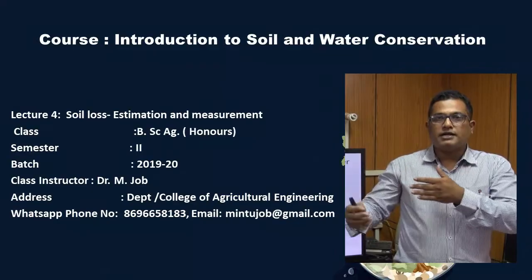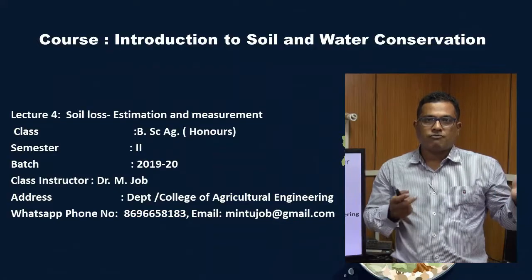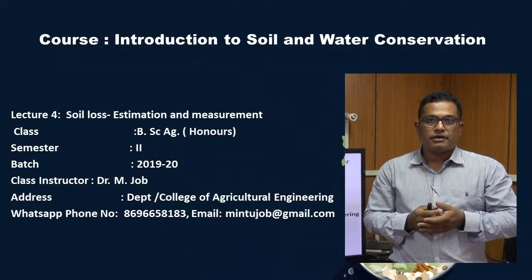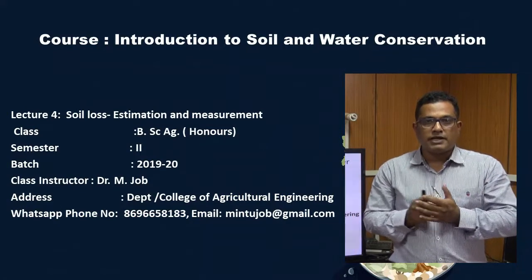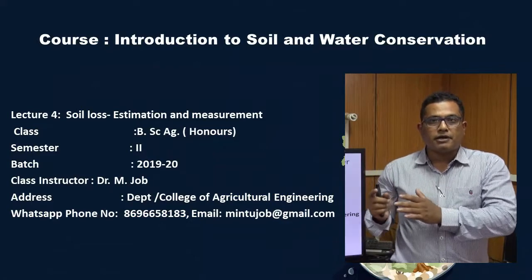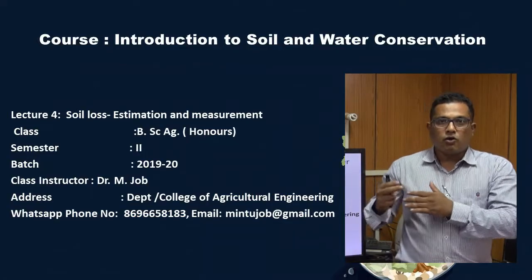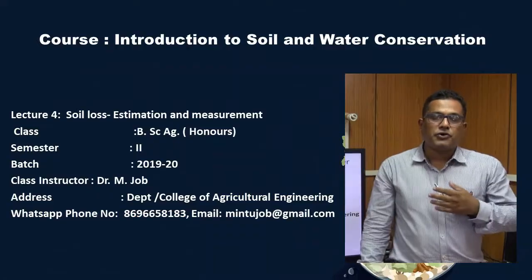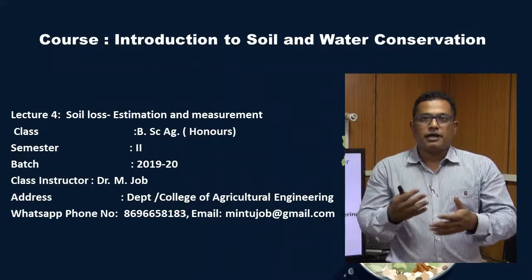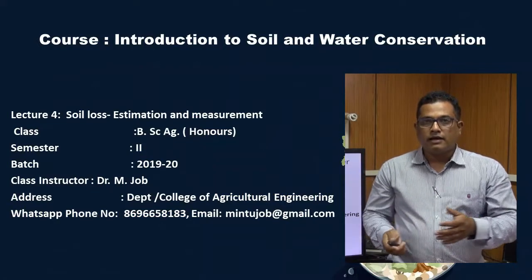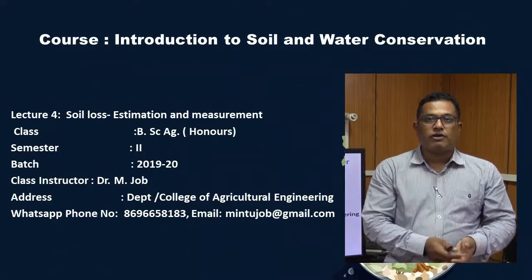Now we can quantify it in terms of volume. How do we quantify it? 1 mm is 1 by 1000 meter, and 1 hectare is 10,000 square meters. So 1 by 1000 into 10,000 is 10 cubic meter of soil getting depleted. That is, the soil loss in that particular area is of the tune of 10 cubic meter. We are taking easier units so that the calculation can be easier for explanation. It could be 15 mm, it could be 20 mm, it could be even 5 mm also.